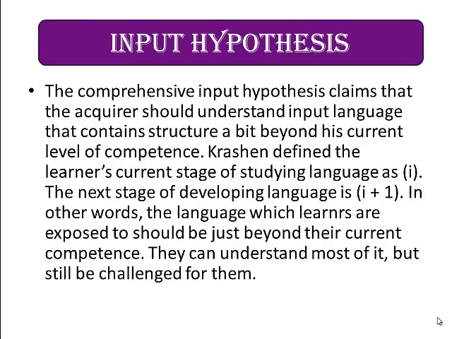Input hypothesis. The comprehensible input hypothesis claims that the acquirer should understand input language that contains structure a bit beyond his current level of competence. Krashen defined the learner's current stage of studying language as A. The next stage of developing language is A+1. In other words, the language which learners are exposed to should be just beyond their current competence. They can understand most of it but still be challenged by it.